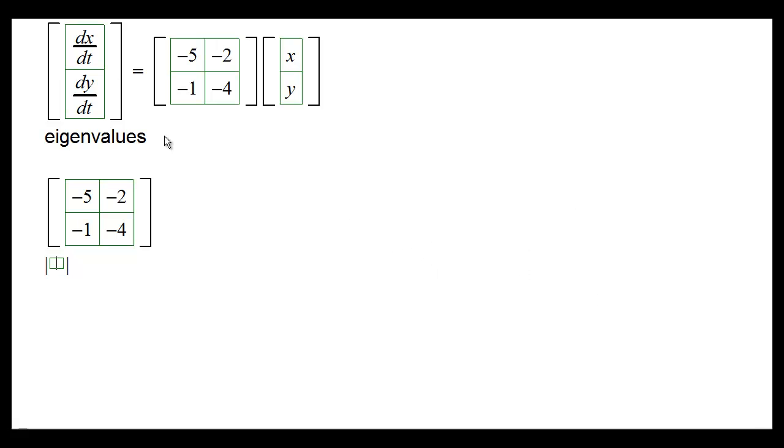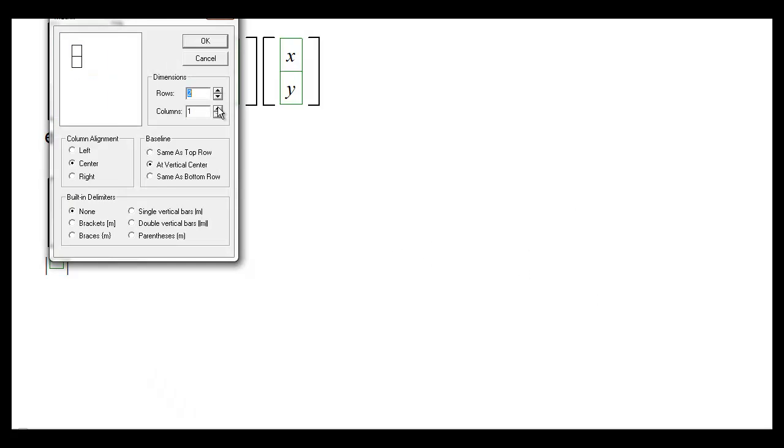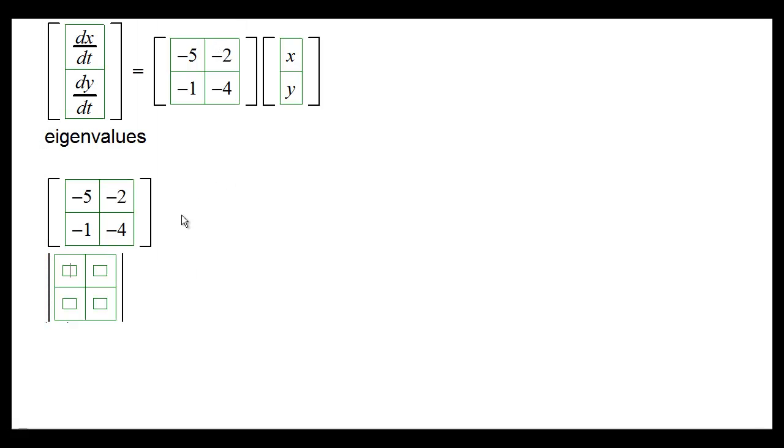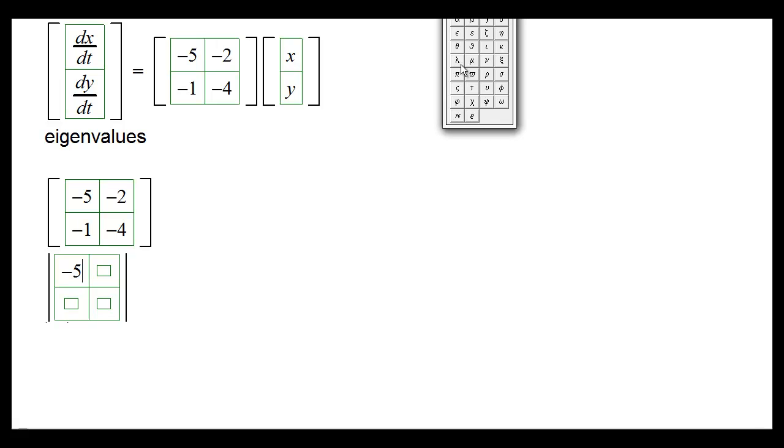characteristic polynomial, which is given by solving this determinant, okay, and if we are using the symbol lambda, then let's put -5 minus lambda, then I have -2, then I have -1, and then -4 minus lambda, right? Okay, so this determinant equals what?